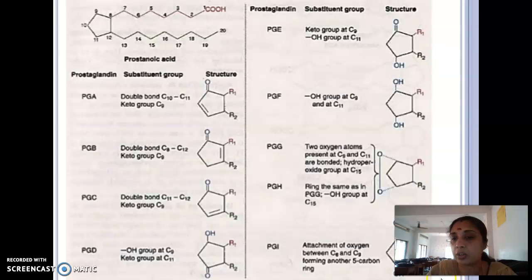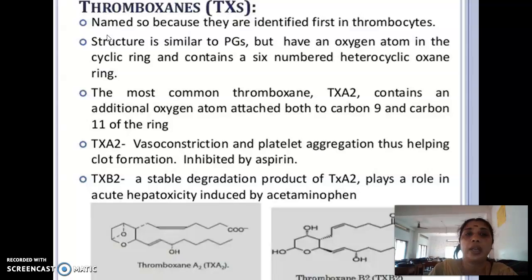See, this is the structure of a prostacyclin, with an attachment of oxygen between C6 and C9 forming another 5-carbon ring. The structure need not be studied, but you should know the structure of prostanoic acid. Another compound coming under prostanoids is the thromboxanes. As the name indicates, where are the thromboxanes found? They are found within the thrombocytes, right? And they have a structure similar to that of prostanoic acid or prostanoids.